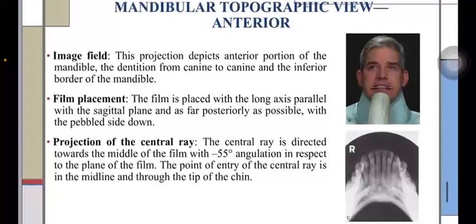Mandibular topographic view, anterior. In this, the central ray is directed towards the middle of the film at an angulation of -55 degrees with respect to the plane of the film. The point of entry is from the midline through the tip of the chin, and in this we see the anterior portion of the mandible from canine to canine and the inferior border of the mandible. The film is placed with the long axis parallel to the sagittal plane and as far posterior as possible with pebbled side down.